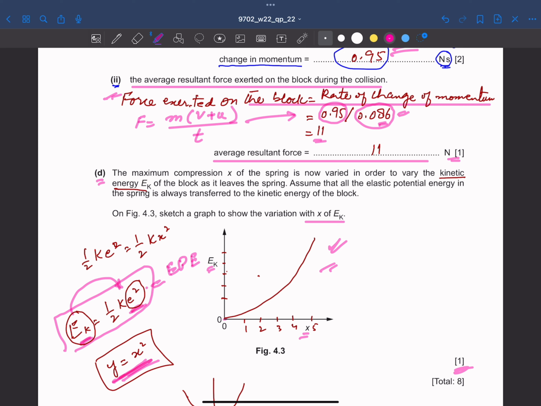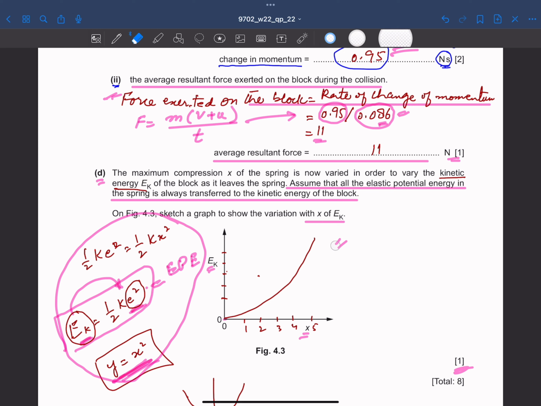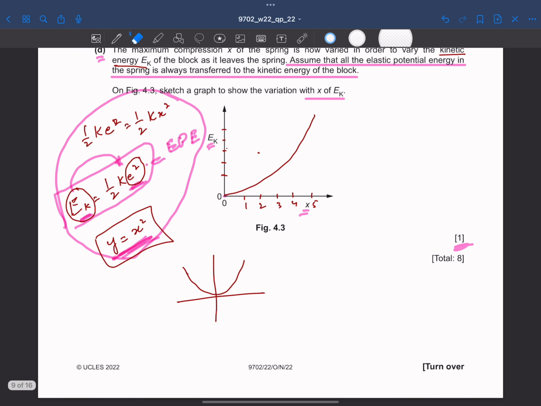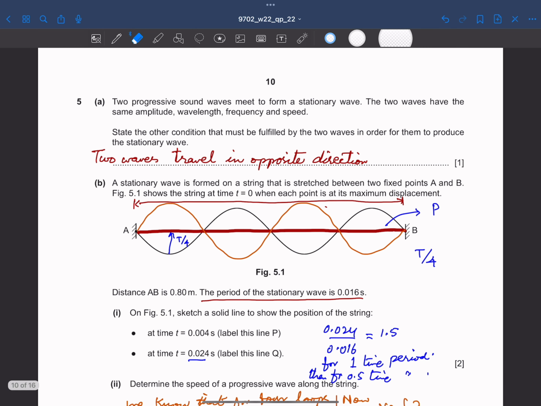I think it's clear. And as I said, the point is that we assume that all the elastic potential energy in the spring is always transferred to the kinetic energy of the block. This is the point on the basis of which we draw all these conclusions, and ultimately we are getting this graph. Okay, so this is question number 4 of the October November 22 paper, variant 22.